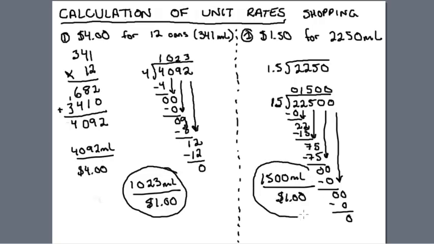And just by comparing the two here, we see that obviously we're getting more. We're getting 1,500 milliliters compared to just 1,023 milliliters for every dollar. So you're much better off buying the bottles of pop. Way more pop for your dollar.